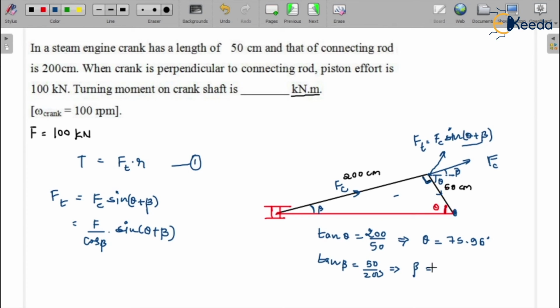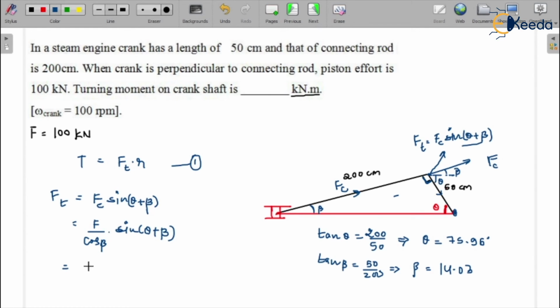Now similarly you can calculate tan beta, that means 50 upon 200, that means beta value comes out to be 14.03 degree, or you can subtract 75.96 from 90 degree, you will get 14.03. This is another way. Okay, so you can apply these values in these equations.